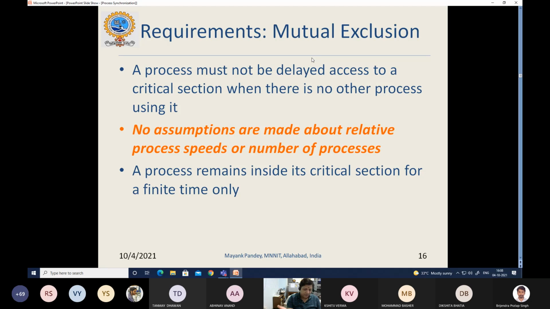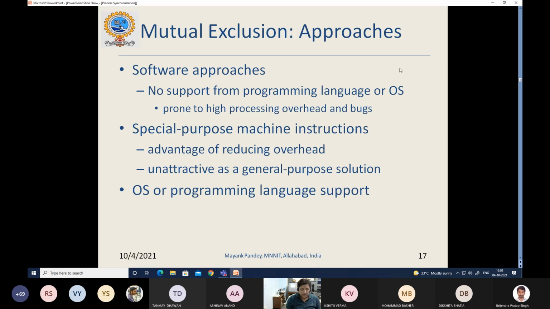If no other process is inside its critical section, then a process must not be delayed access to the critical section. There are no assumptions to be made about relative process speeds or the number of processes, and a process remains in its critical section for a finite time only. So there are three approaches, as I told you: software approach, special purpose machine instruction, OS or programming language support.